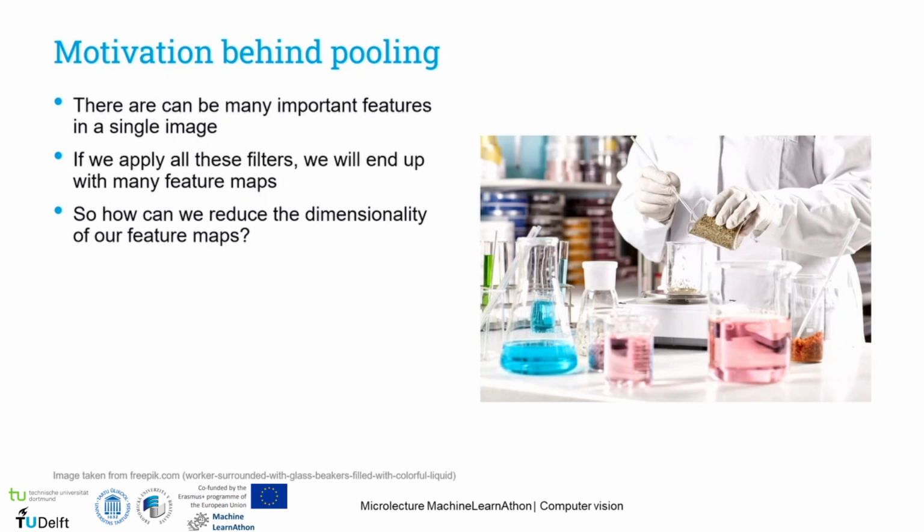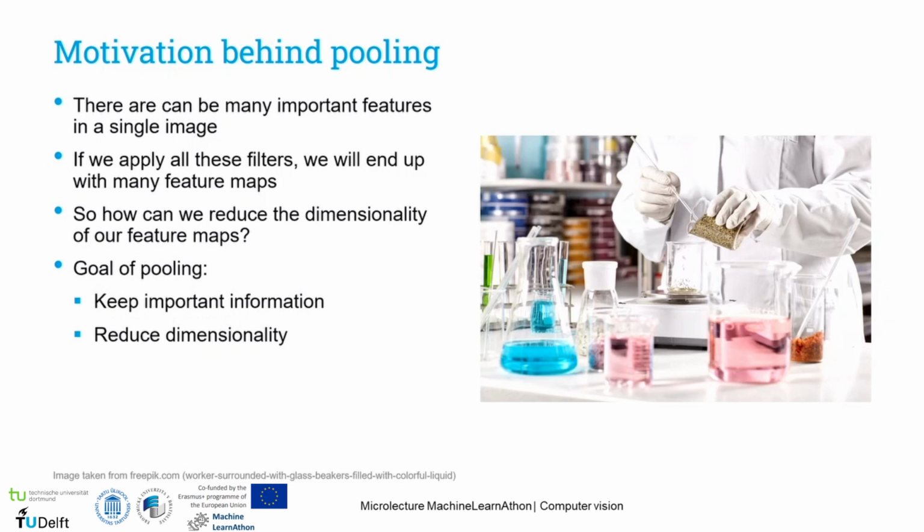Well, to some extent, it might be that we have many different features. We have many different dimensions and we want to reduce that. We want to make it simpler. So we want to reduce dimensionality and that's where pooling comes in. And the idea is reduce dimensionality, but ideally we want to keep the key information. So we don't want to lose too much information.